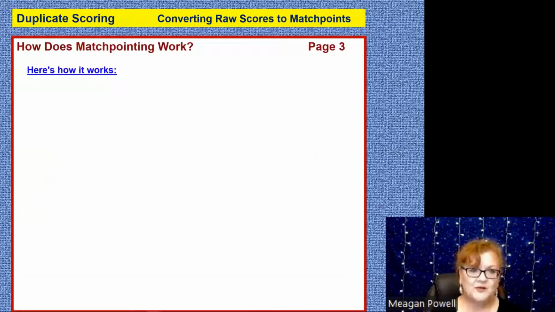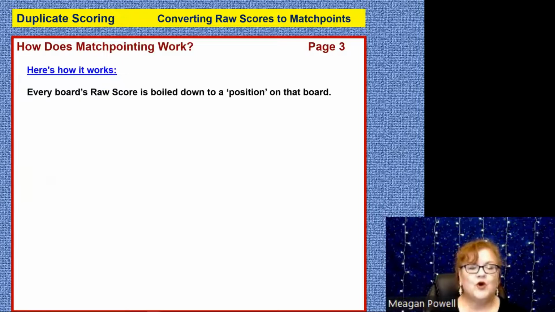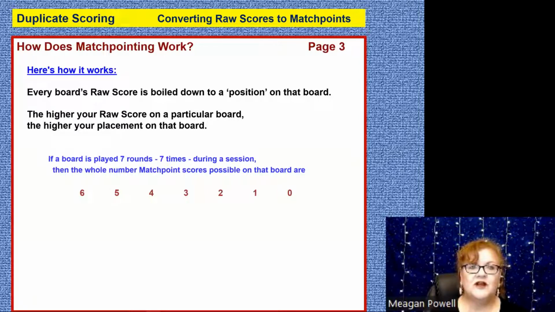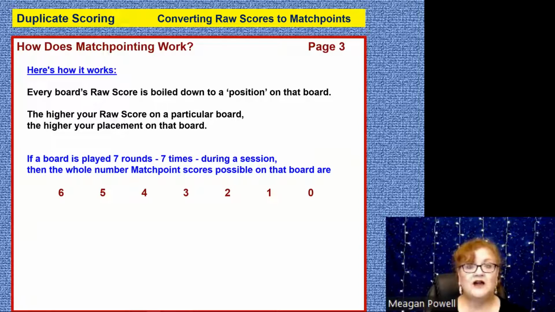So how does this work on page 3 of your packet? Well, we're going to boil down your raw score to a position on that board. And the higher your raw score, the higher your placement on that board. Now, let's just say in our scenario for this lesson, you have 7 tables in your digital room or your live room. There are 7 bridge tables. There are 4 people to a table, 7 tables.